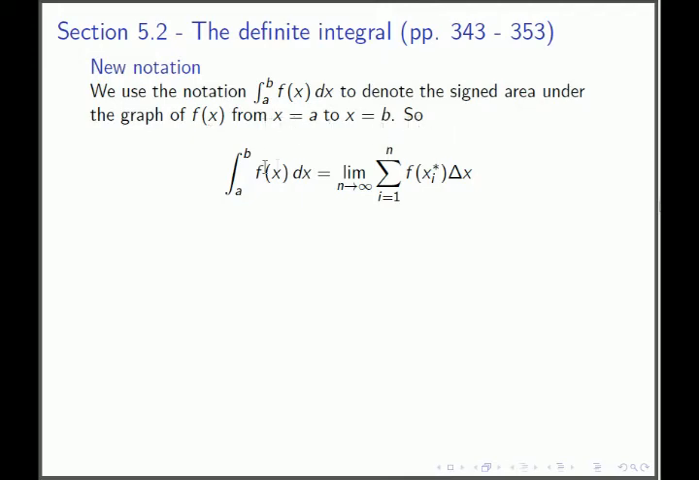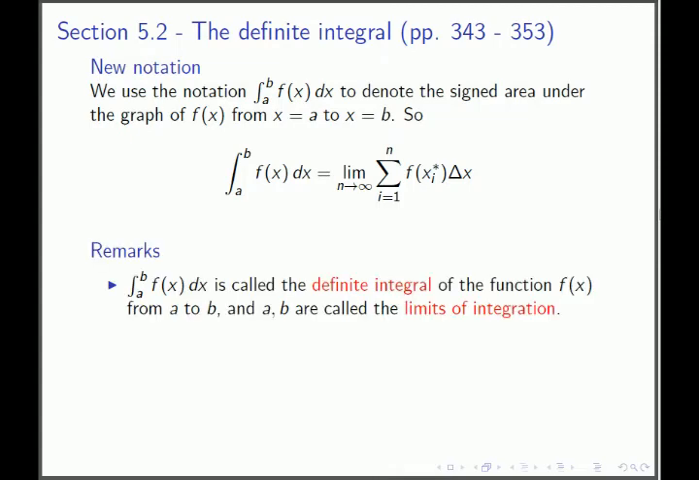So in other words, this symbol here, the integral from a to b of f of x dx, is equal to this expression that we've just computed. So this expression, the integral from a to b, is called the definite integral of the function f of x from a to b, and a and b are called the limits of integration. And it's important that we don't mix this up with the indefinite integral, which had no limits of integration.